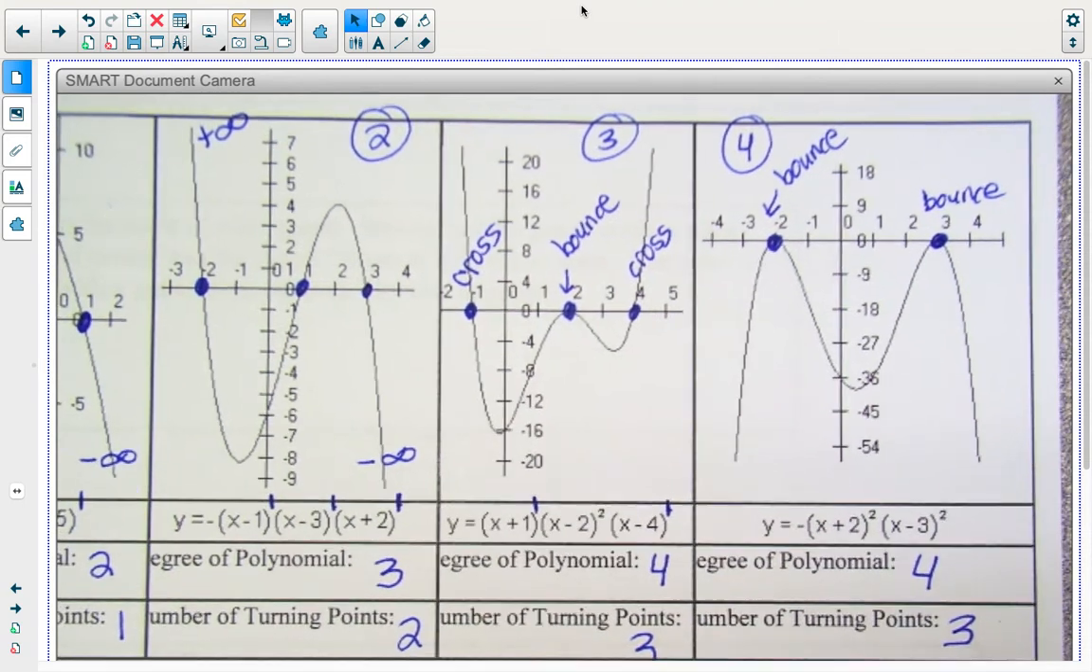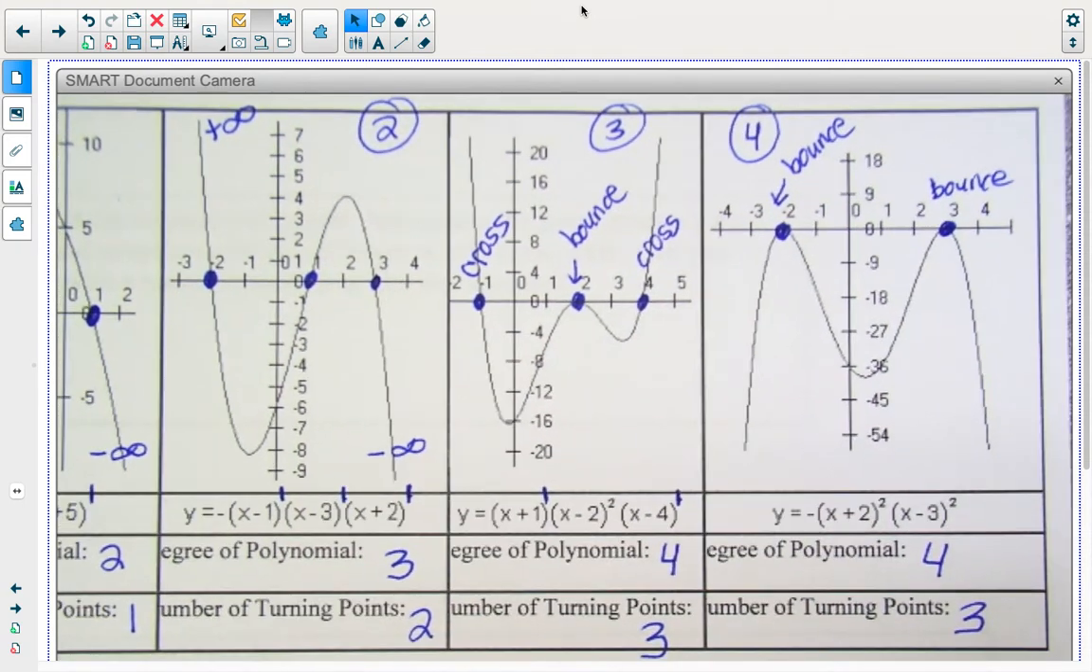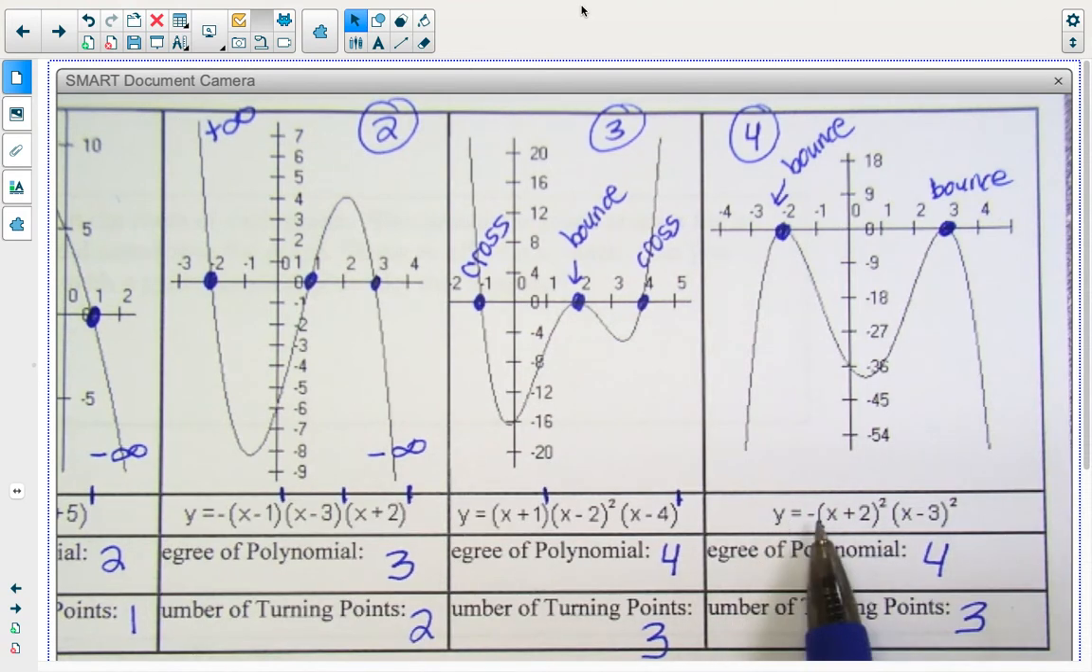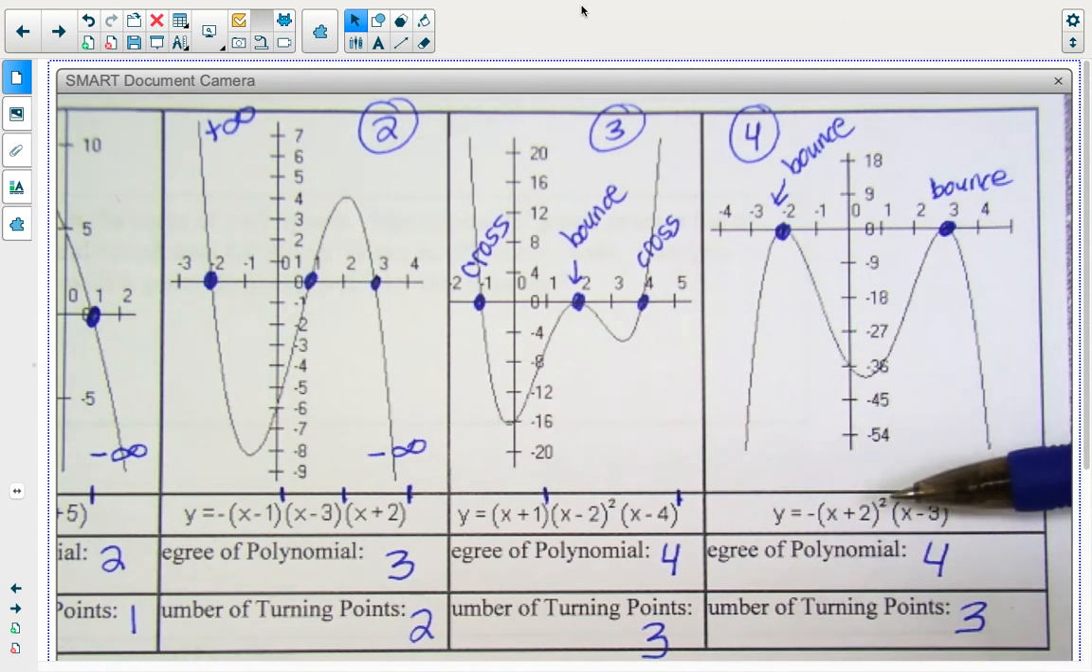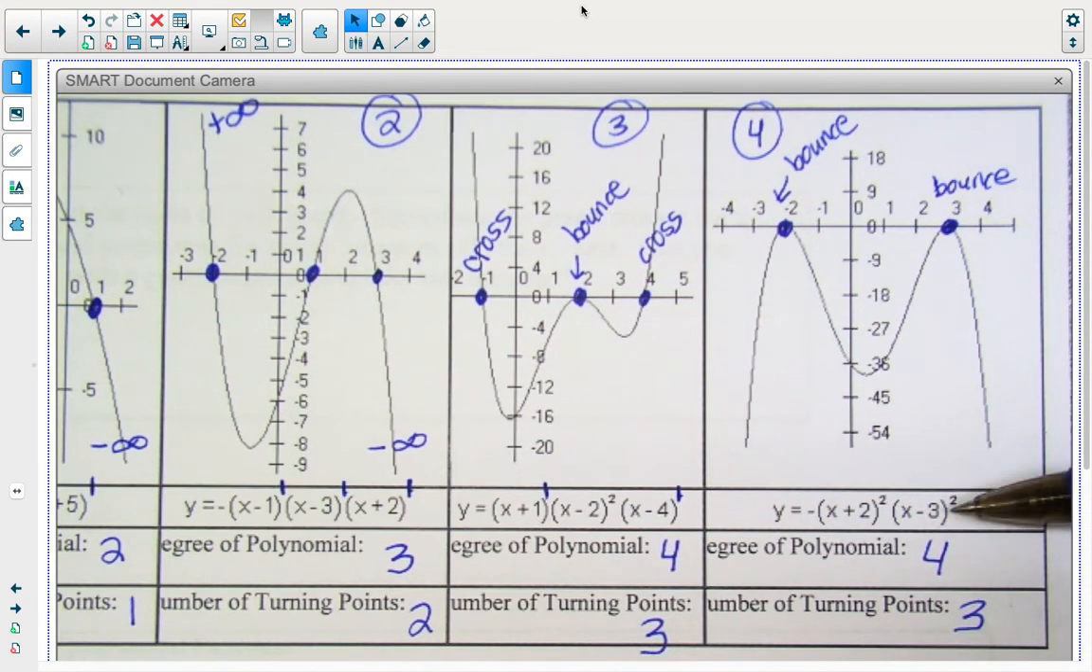Now, multiplicity is how many times our root counts as a factor of the polynomial. So if I look at y equals negative (x plus 2) squared times (x minus 3) squared, this one has a multiplicity of 2. The exponent tells me that. And this one also has a multiplicity of 2. The exponent tells me that. This one bounced at negative 2. And this one bounced at positive 3.